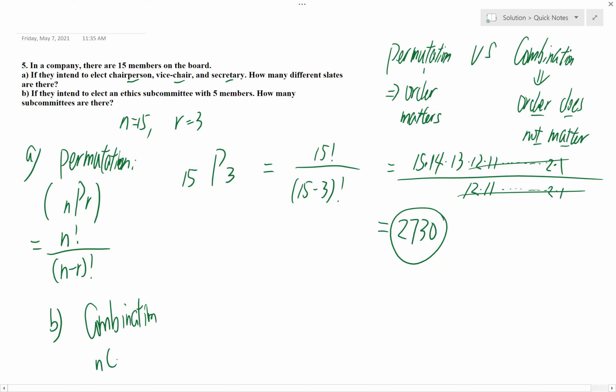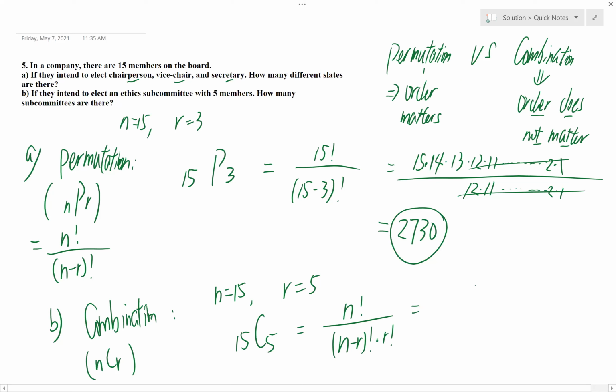So we get nCr. And n here is 15, r is 5. We're picking 5 members out of 15 members. So it's 15C5. So we get n factorial over (n minus r) factorial times r factorial. So it's going to be 15 factorial over (n minus r), that's 10 factorial, 15 minus 5 is 10, times 5 factorial.